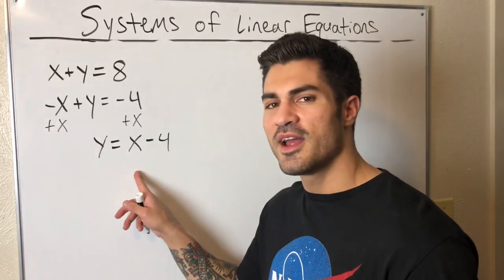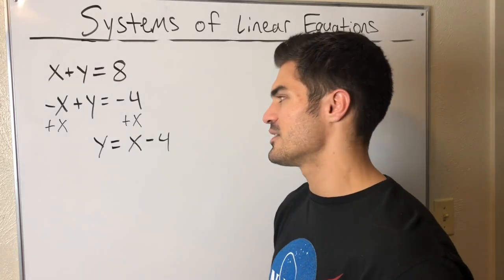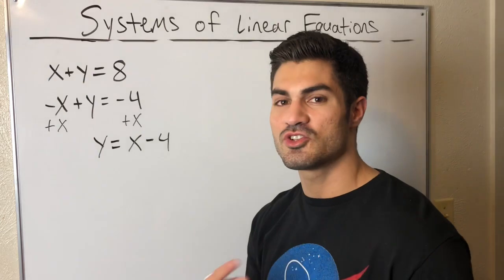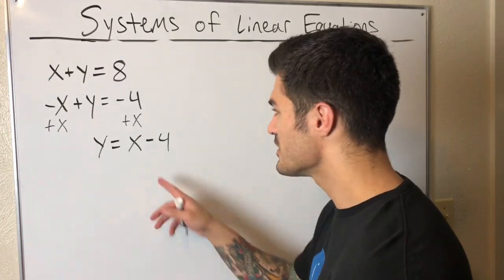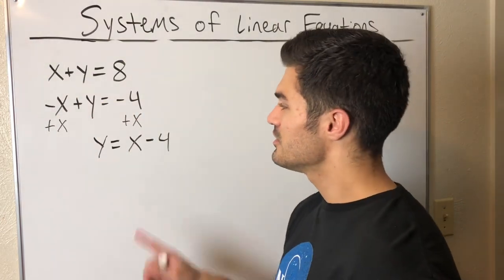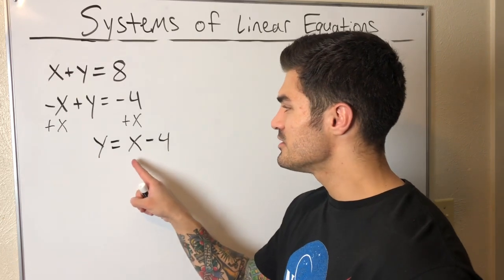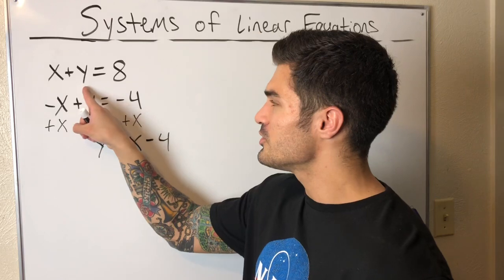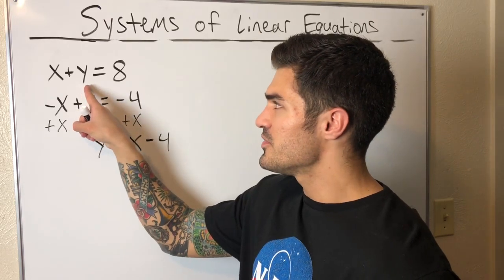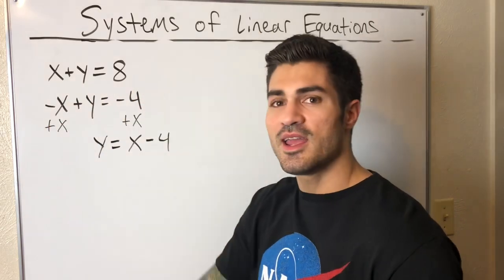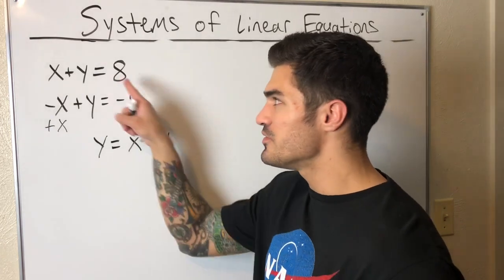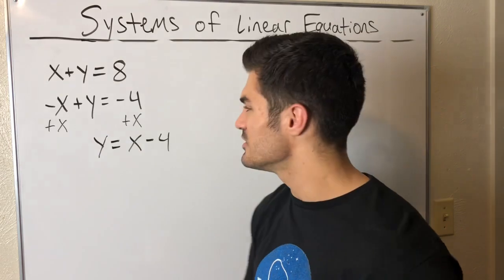Any number we pick for x, we can pick any real number for x, y has to be 4 less than that number, right? That's a constraint. That's a restriction for y. But this is also a constraint. So y has to be 4 less than x, but y also has to be something where when you add x to it, you get 8, right? Because we're looking for numbers that satisfy both of these equations simultaneously.